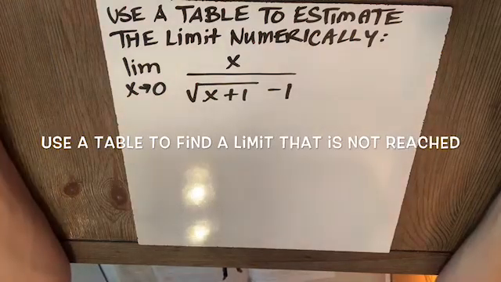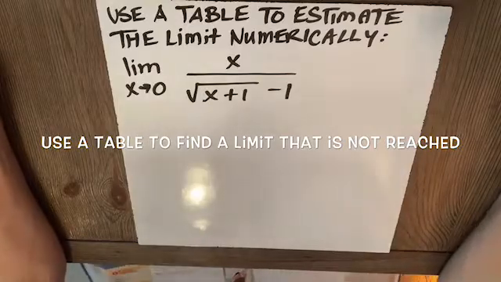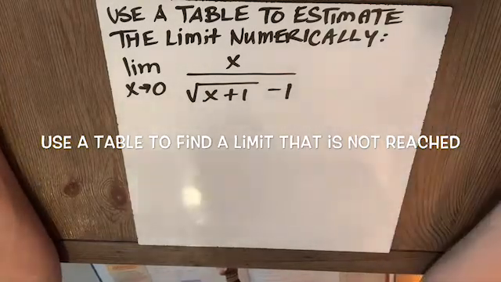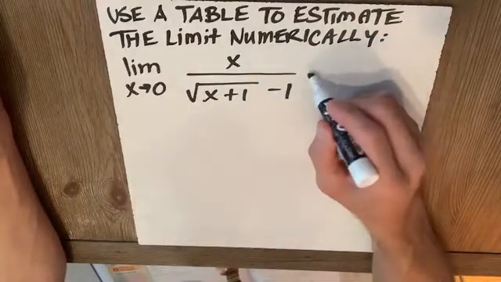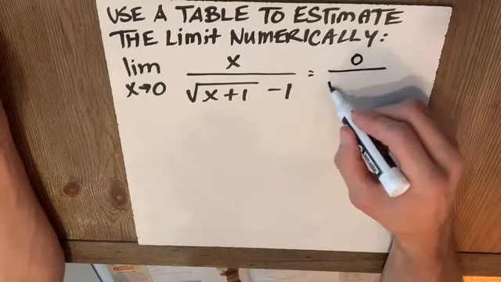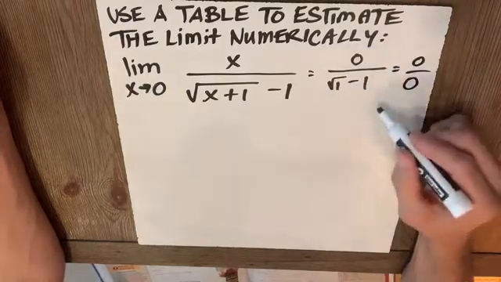Use a table to estimate the limit numerically. Well, I'll certainly have to use a table later, but I just showed you that trick, direct substitution. Let's try that because it's easy. If I use direct substitution, put a 0 in for x, that's going to be 0 over the square root of 1 minus 1, which is 0 over 0.